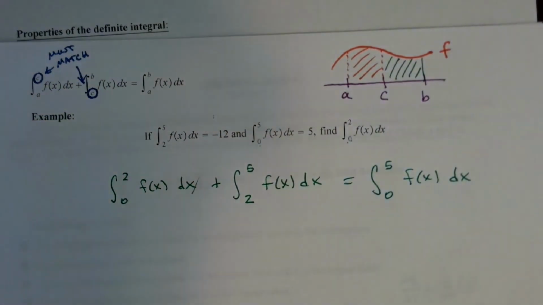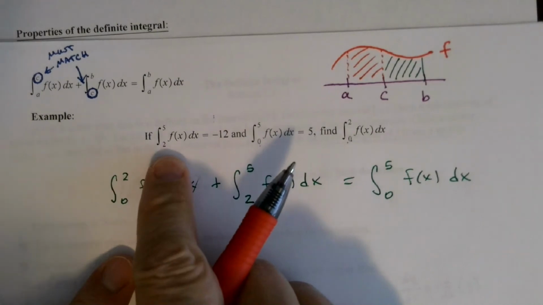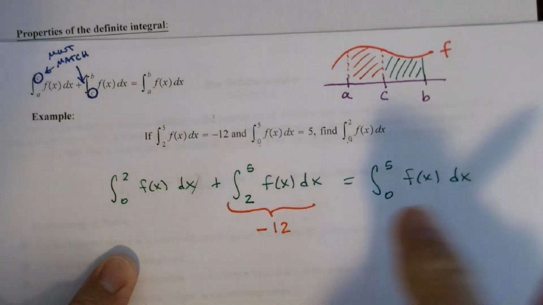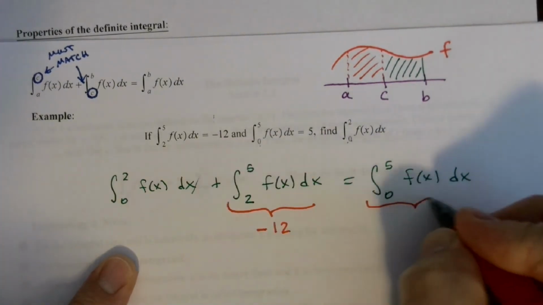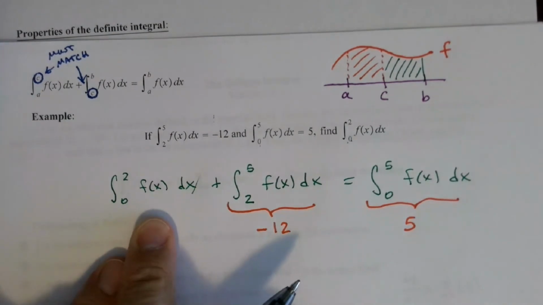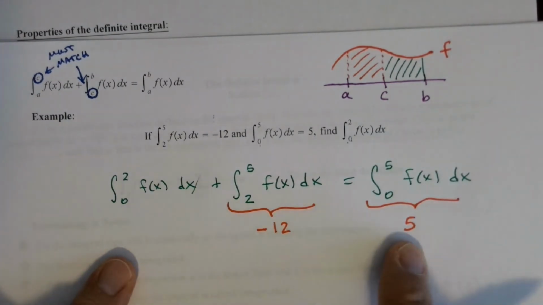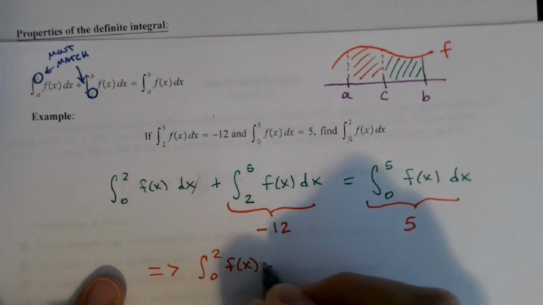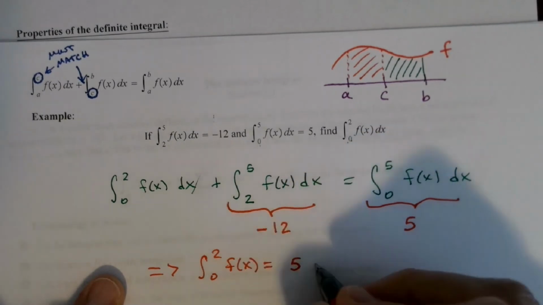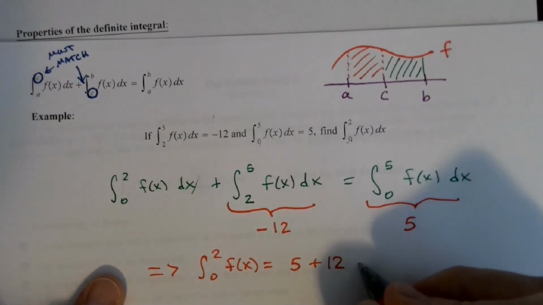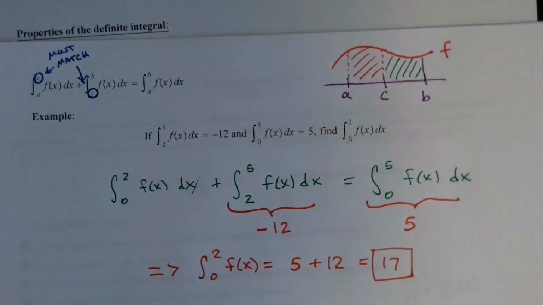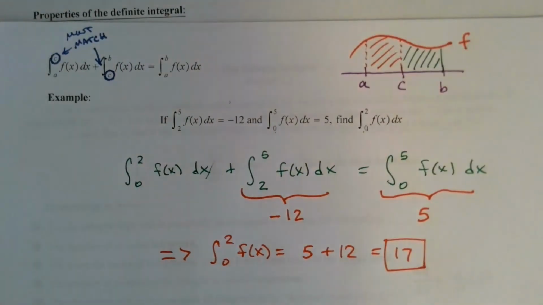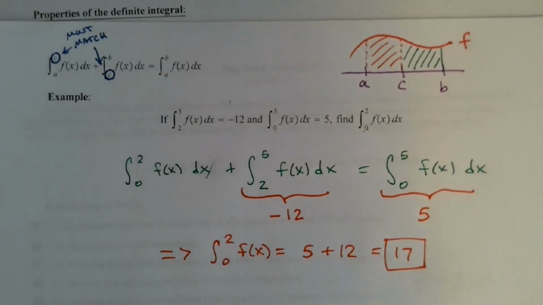And I can now plug in the values I do know. The integral from 2 to 5 is negative 12. And the integral from 0 to 5 is positive 5. So our integral plus a negative 12 equals 5. And therefore, our integral from 0 to 2 f of x dx is what? 5 add 12, which is 17. Okay, so a very useful property that we can make use of in various ways.